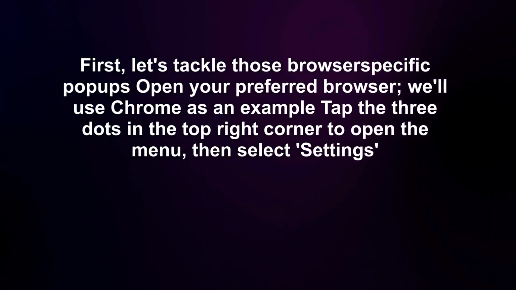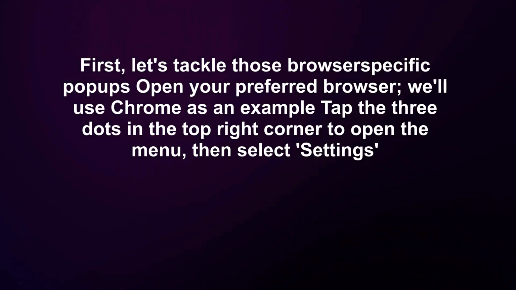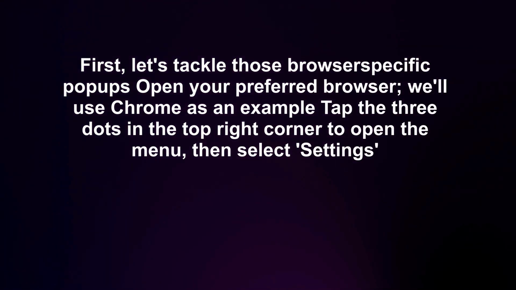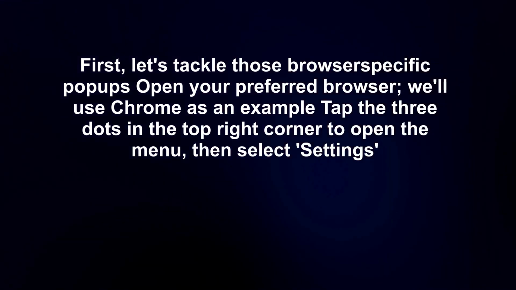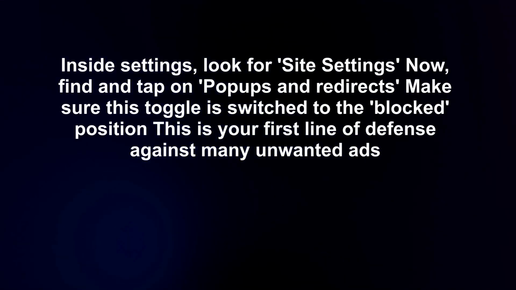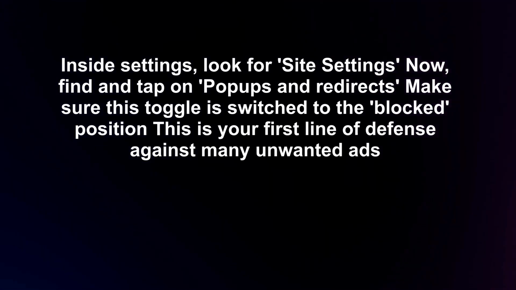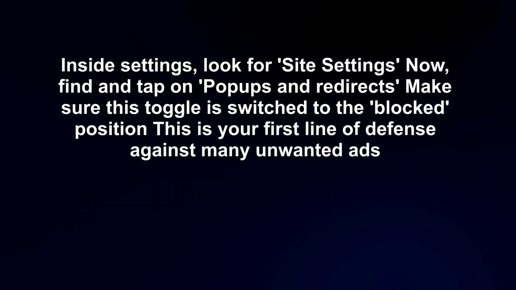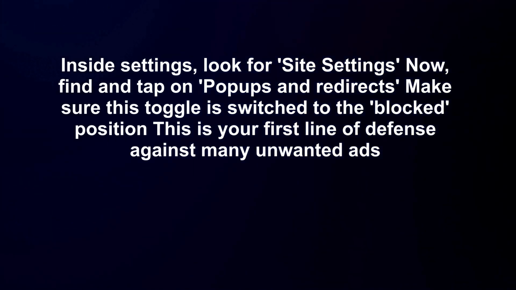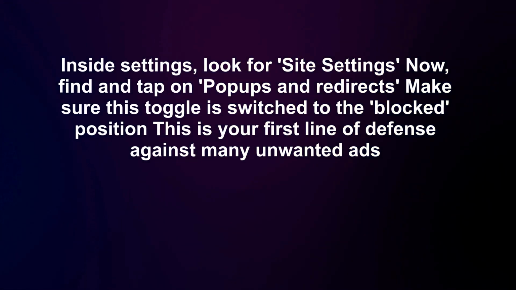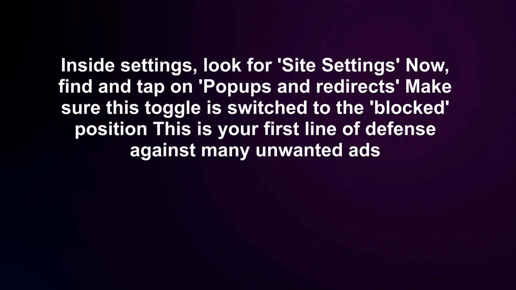Open your preferred browser. We'll use Chrome as an example. Tap the three dots in the top right corner to open the menu, then select Settings. Inside Settings, look for Site Settings. Now, find and tap on pop-ups and redirects. Make sure this toggle is switched to the blocked position. This is your first line of defense against many unwanted ads.